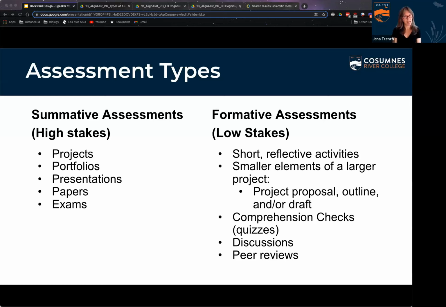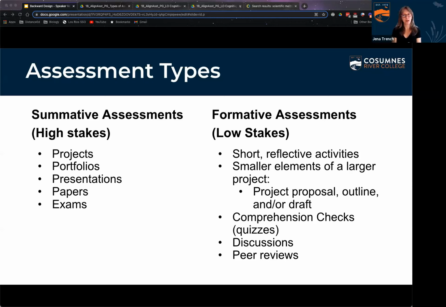I put exams kind of last on the list because as you proceed through backward design and you identify your outcomes and how you're going to assess them, we often find that the exams don't actually align all that much, usually with the higher level of learning. Exams are often the lower level on the Bloom's taxonomy, and those usually aren't defined in the course level outcomes.